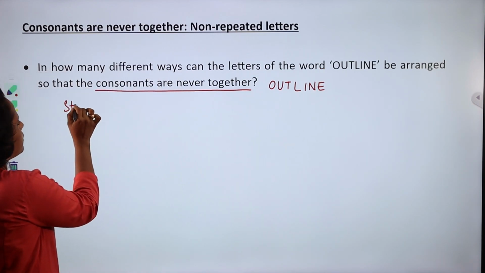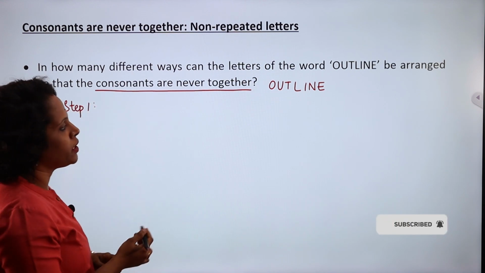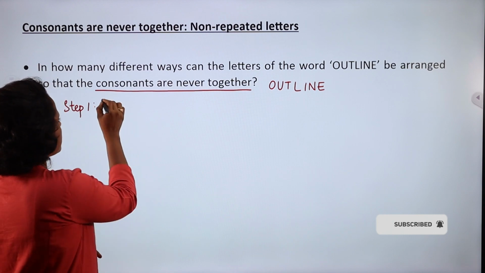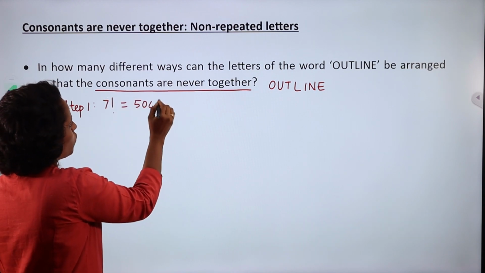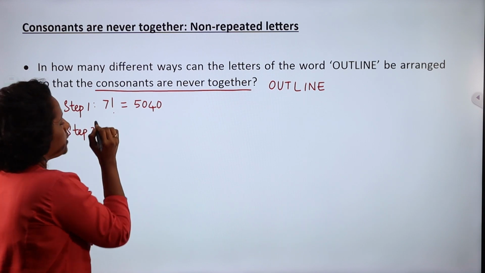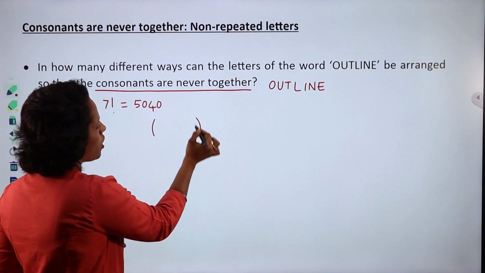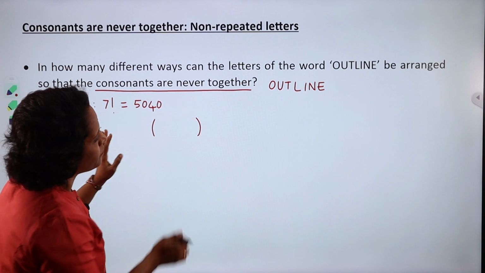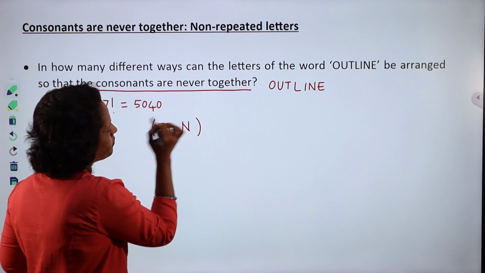First, step 1. Total how many words can be formed using 7 letters: 7 factorial, which will be 5040. Step 2. The number of words in which the consonants are together. Put the consonants within the bracket. That will be T, L, N.